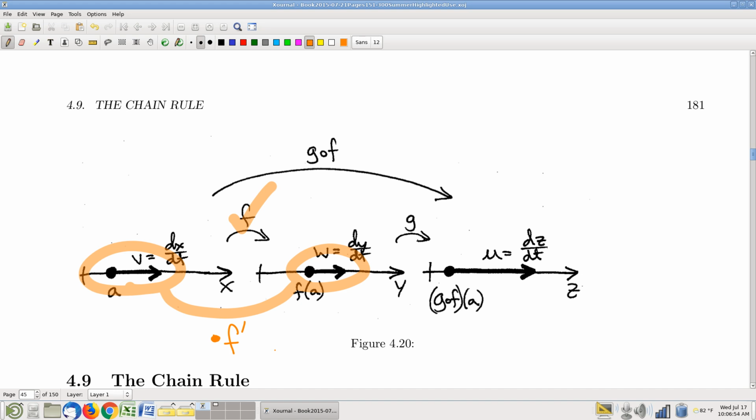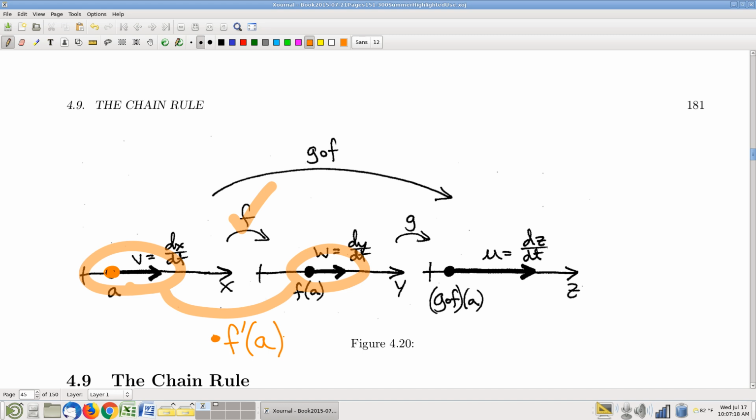Now just to be clear, it's f prime, the derivative of f, at the point where we're actually evaluating f. It's not f prime of b. It's f prime of, well, what are you plugging into f? So f prime of a. Okay, that's the relationship between those velocities.